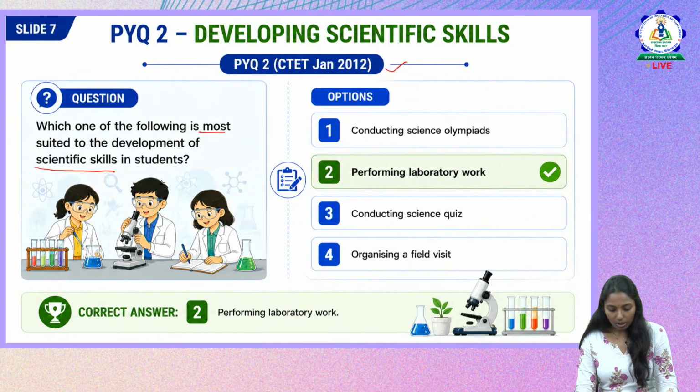So if you see, can all these scientific skills be developed from the options? Conducting science olympiads might not be the option here. Then performing laboratory work is the best option we have here. Conducting a science quiz can only be better if we want to help them recall, but observing, inferring, classifying, all those things can't be done. Then we have organizing a field trip. Yes, by organizing a field trip, observation skills will be increased, but it will not cater to all the other skills that we have. We have inference also, we have classification. So most of the skills can be met by doing laboratory work. So we can even cancel out this option. So the answer is option 2, performing laboratory work.